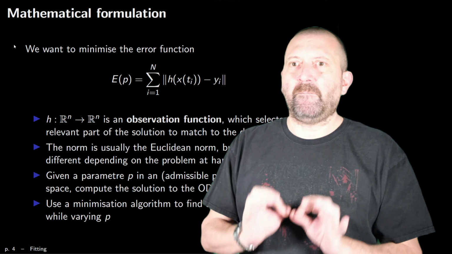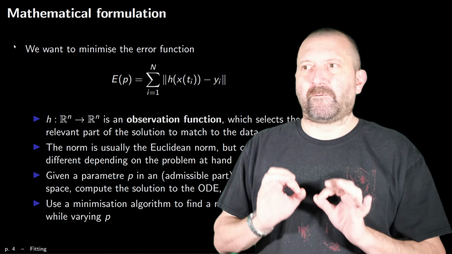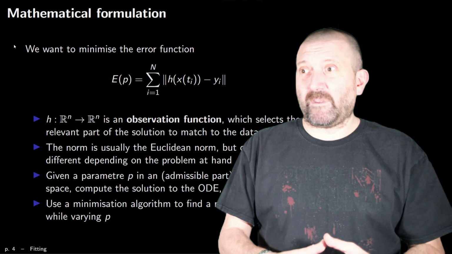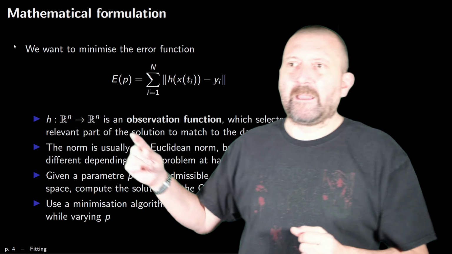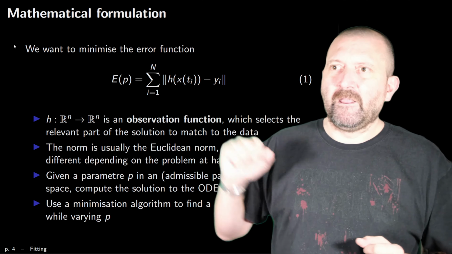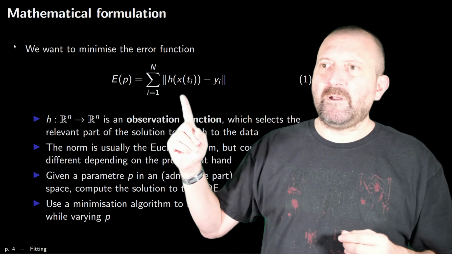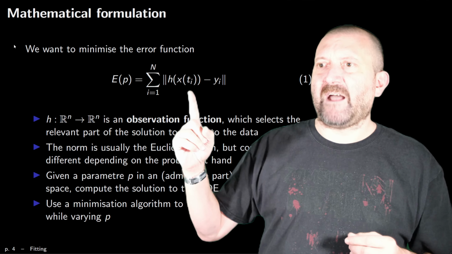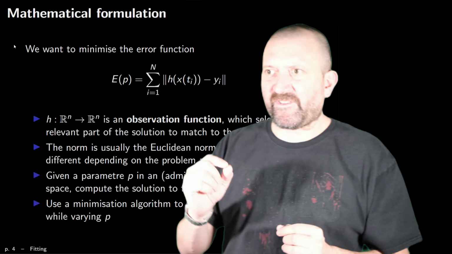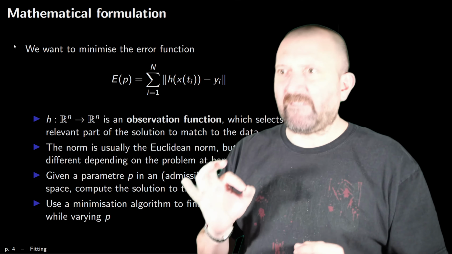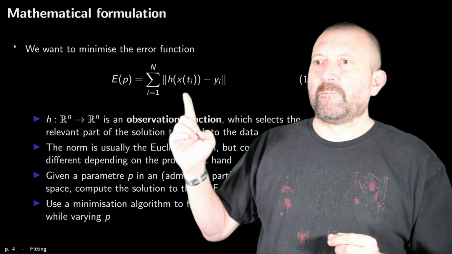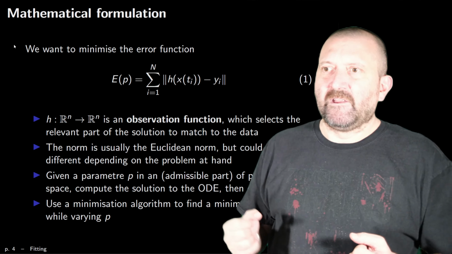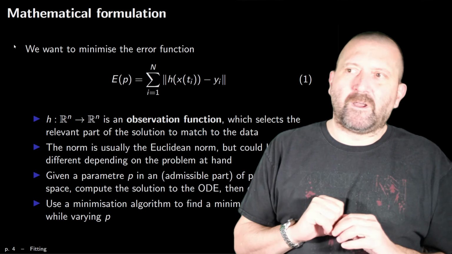So for a given point in parameter space, a given set of parameter values of my model, I am going to compute this function here, which is going to be the sum of some function of the state of the system at the time points that correspond to my data time points minus the data points. Okay. So there's a few important things here.